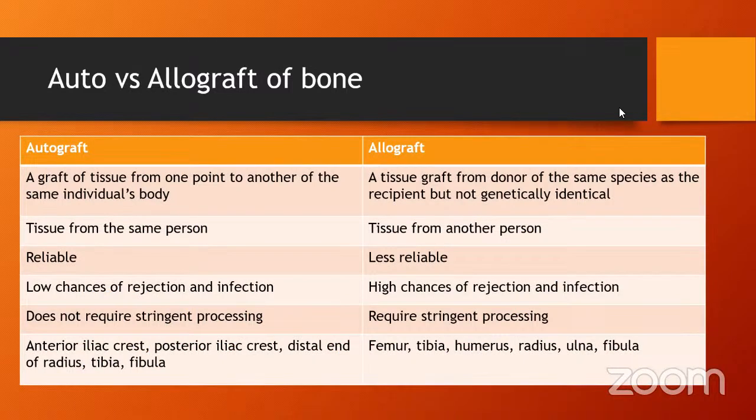Autograft is harvested from the same patient, allograft from a different patient. In autograft there is less chance of rejection and infection. Allograft has a high chance of rejection, especially due to its antigenic property, and infection is also transmissible. Autograft does not require any stringent processing, but with allograft we should be careful about the bone banking details and all.